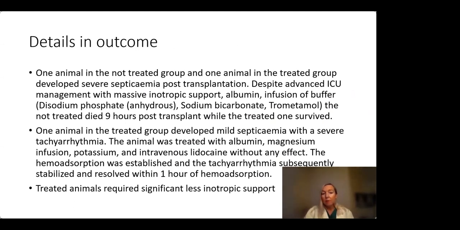One animal in the one-step treated group developed a severe tachyarrhythmia post-transplantation, and we were a little bit scared to start the cytokine absorption because the animal was so unstable. But then we did it, and after 1 hour of cytokine absorption, he actually had a sinus rhythm again. It's just one animal. It could be a coincidence, of course, but it can also be due to reduction of the cytokine levels. Overall, the treated animals required significantly less inotropic support than the not treated animals.